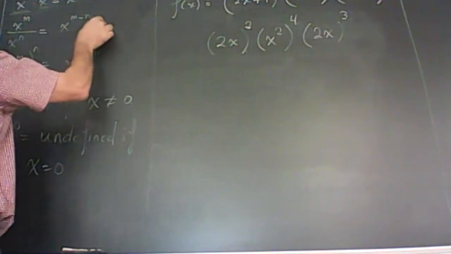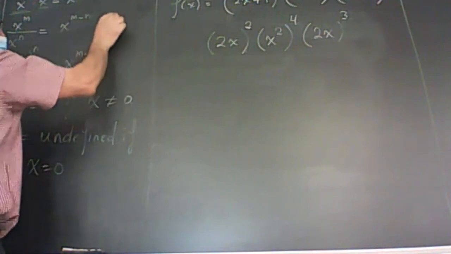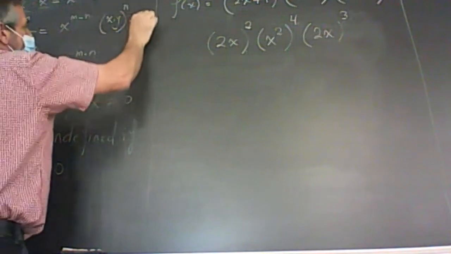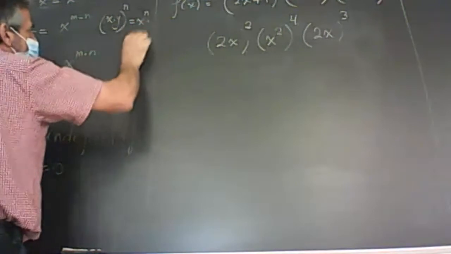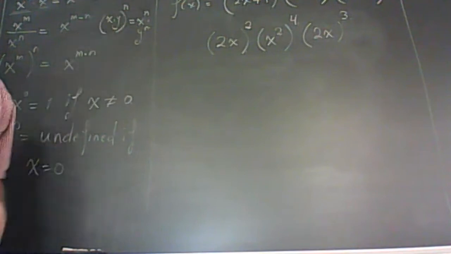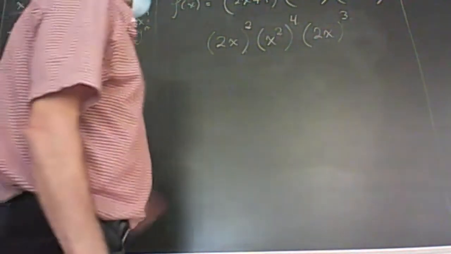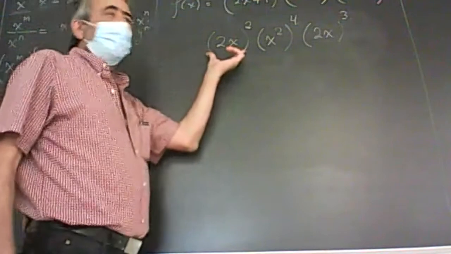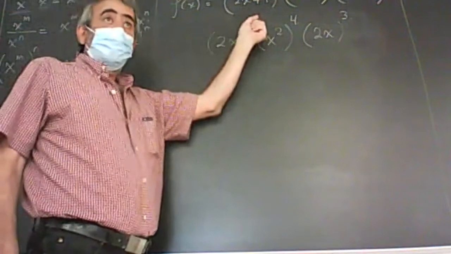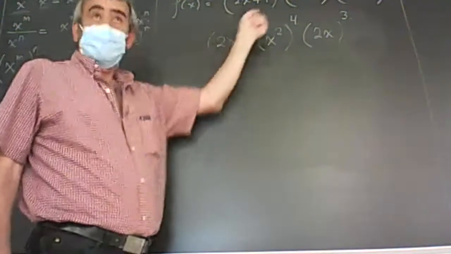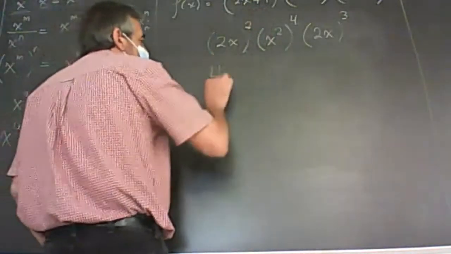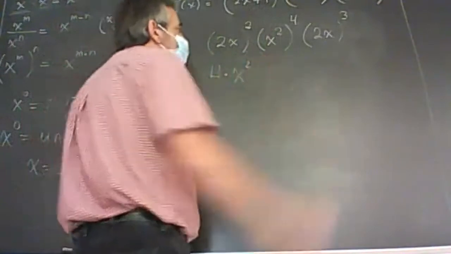Now here, one rule I didn't put is if we have x times y to the power of some number, that's going to be x to the power of that number times y to the power of that number. Another way, the number will be distributed to both x and y. So let's take a look at this one. This one means what? 2 squared, yes, times x squared. What is 2 squared? 4 times x squared.